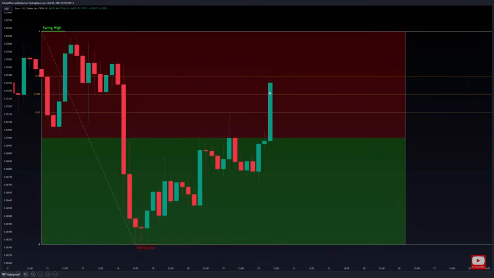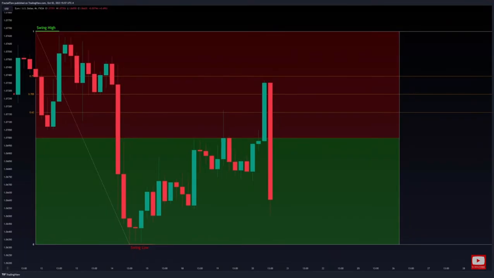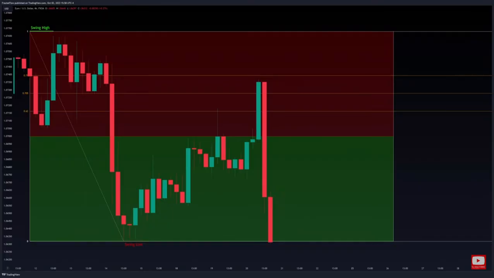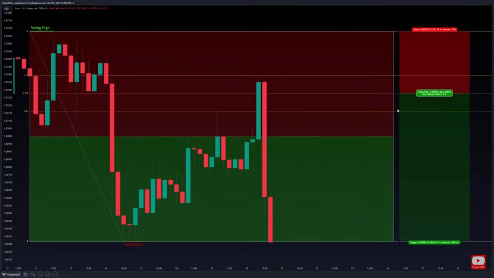In the very next candle, the market drops significantly. It takes just one more candle for price to reach the swing low target. If a short trade was triggered at the midpoint of the OTE with a stop at the swing high and a target at the swing low, the trade would have a 2.4 risk-reward ratio.